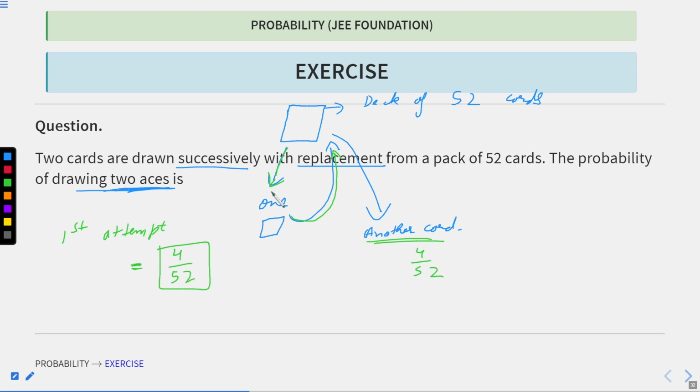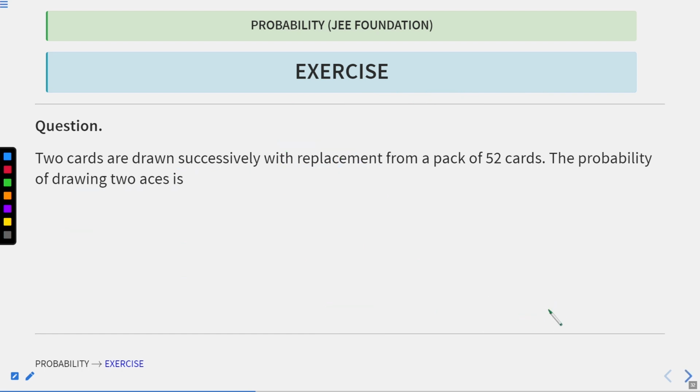Now this event and this event are both independent of each other. That is, one is not depending on the other. So in this case we just multiply both of the numbers and we will get 4 by 52 times 4 by 52. That means 4 cancels to give 13, and this will also give 13. So 1 by 13 times 1 by 13 will give me 1 by 169. So the probability will be 1 by 169.